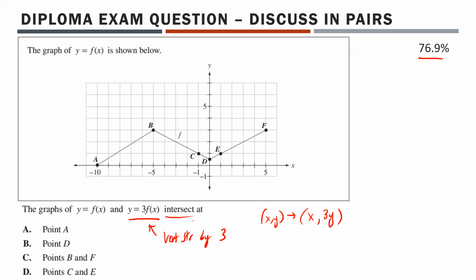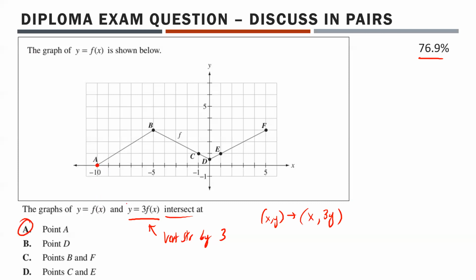If we are finding two graphs that intersect, that just means that this transformation is going to have no effect on a certain point. Well, vertically stretching it by 3 moves it away from the x-axis. Points that are already on the x-axis aren't going to move, because if you're multiplying y equals 0 by 3, it's still y equals 0. So right there, you might even be able to tell, hey, the answer is just point A.